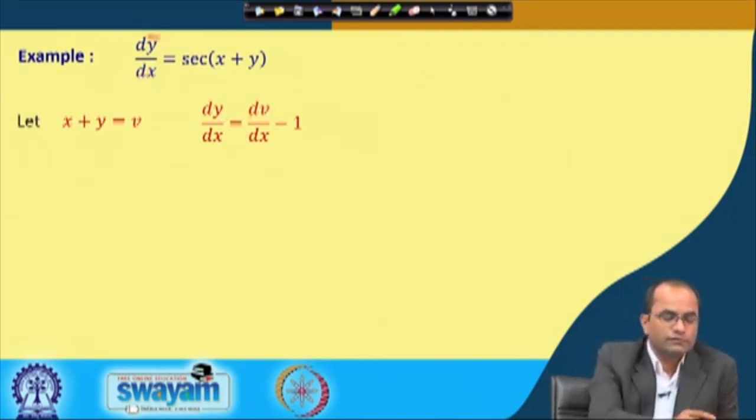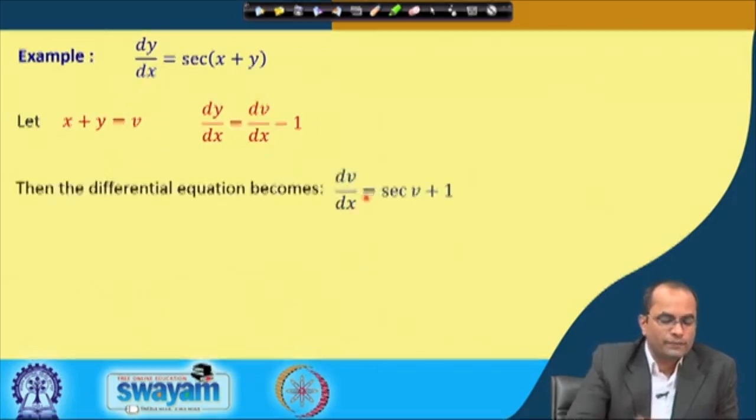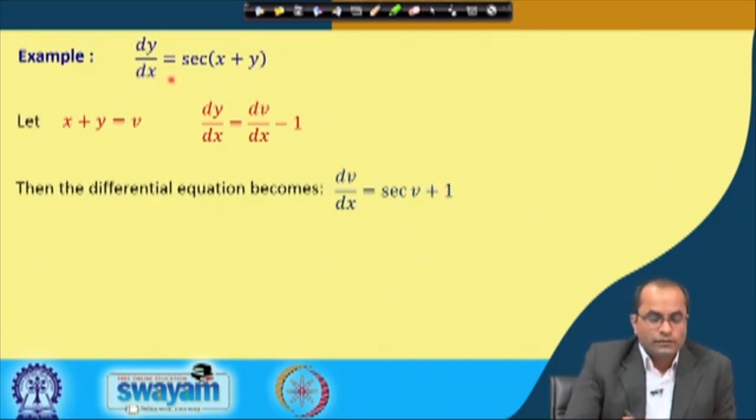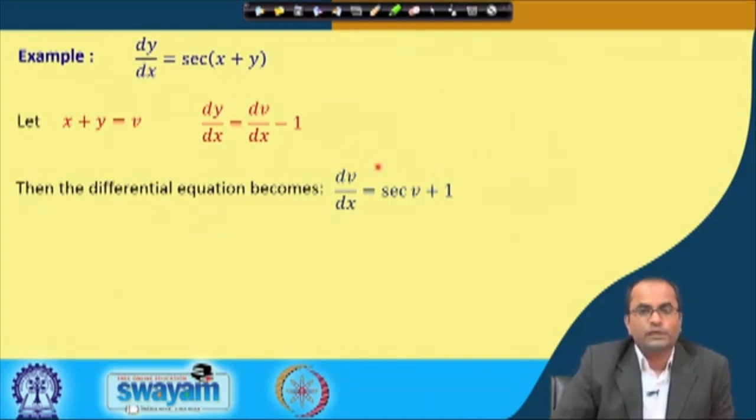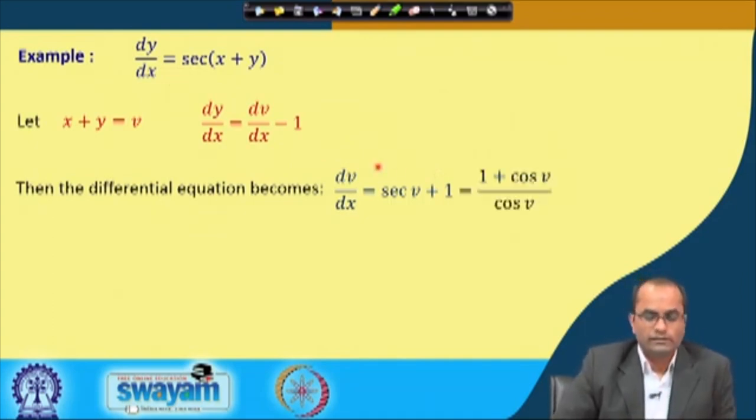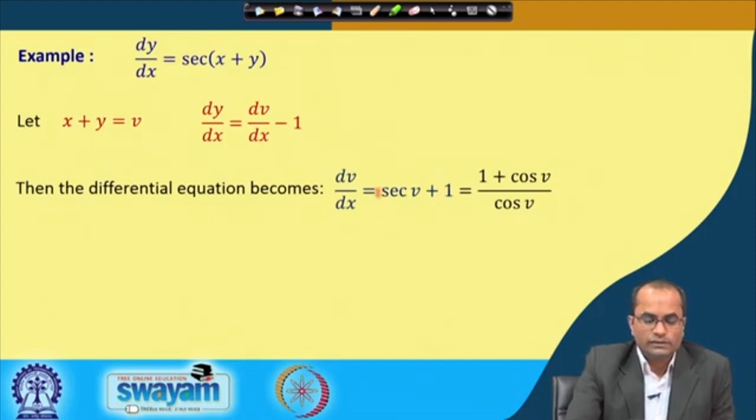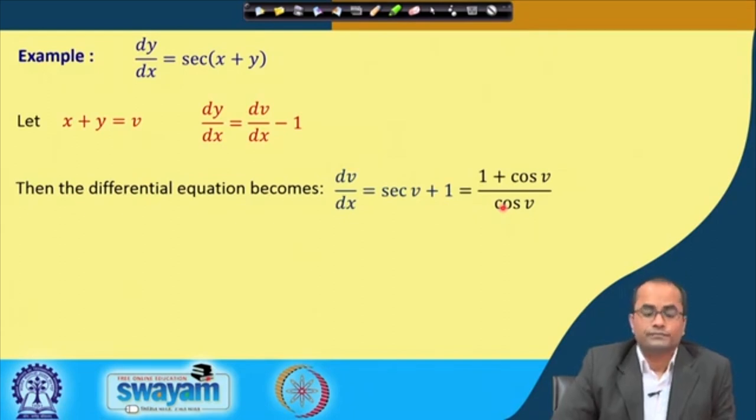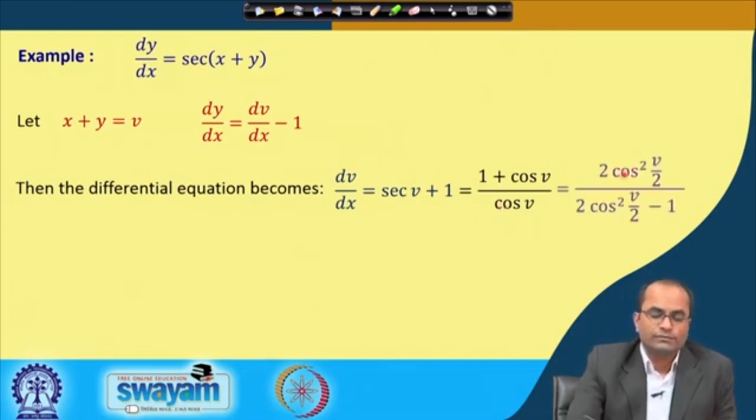So, the given equation will be considered now as dv over dx minus 1 is equal to sec of v. Now, this equation is in a separable form and we can integrate this easily. Before we do so, let us simplify this term. sec v means 1 over cos v. So, we can write (1 plus cos v) over cos v, and then we can also simplify a little more.